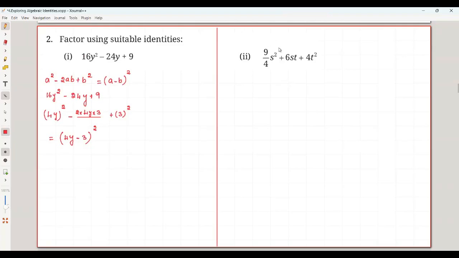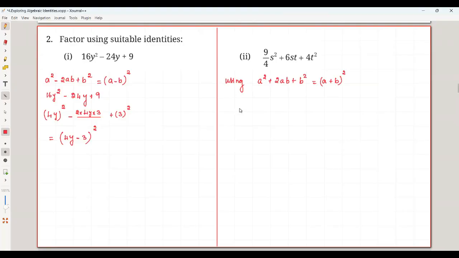Okay, 9 by 4 s square plus 6st plus 4t square. So everything is plus. Therefore we can just use the formula: a square plus 2ab plus b square is equal to (a plus b) the whole square. So first I have to split what is a and what is b, we have to find, right?